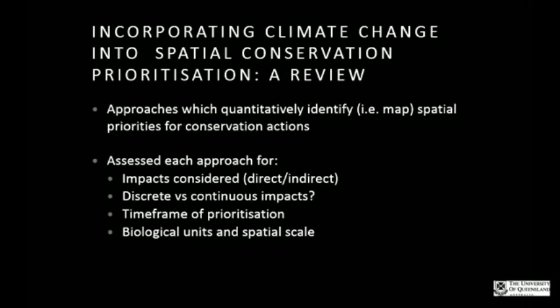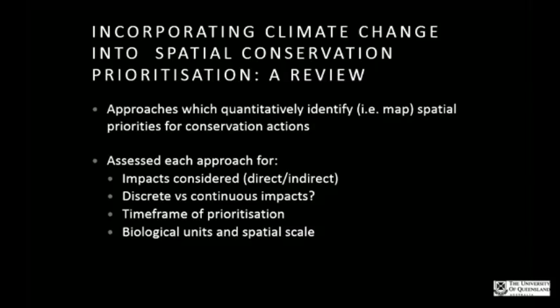So yeah, this is the first chapter of my PhD. It's a review, so I don't have any cool graphs, but oh well. Spatial prioritization is a method for quantitatively identifying, so mapping, spatial priorities for conservation actions. It's widely used to inform decisions about where to allocate conservation resources.